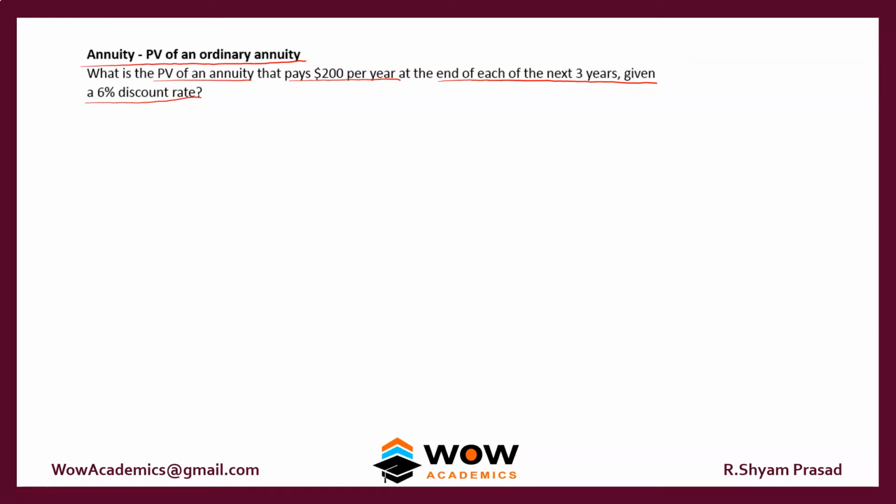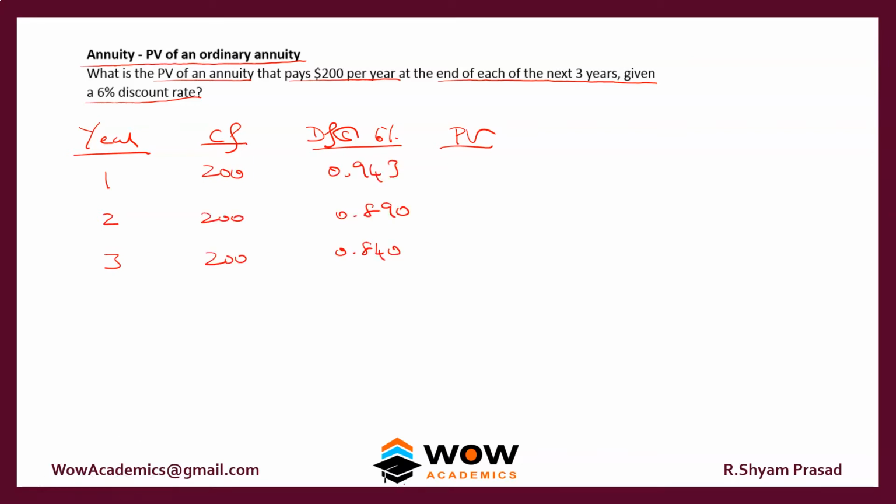In order to do this, we'll use the same approach that we had in the earlier problem. We'll have years, cash flow, discount factor at 6%, and then the present value. Years 1, 2, 3. Cash flow received is 200, 200, 200. This is the discount factor, so we'll multiply and get the present value for each year. So this is the total present value of the annuity.